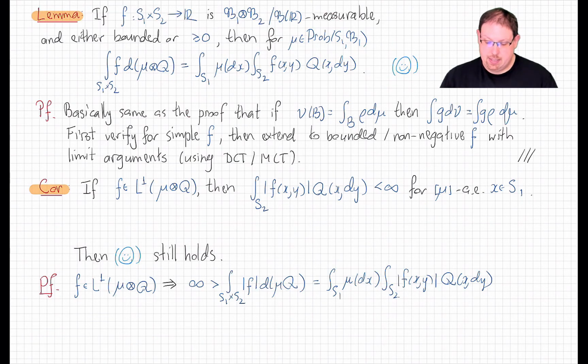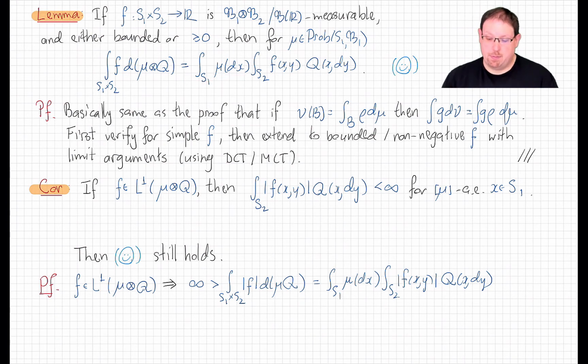If f is a measurable function on the product space that is, again, either bounded or non-negative, then integrating that function against the product of a probability measure and the probability kernel is evaluated the way you would expect. Like this, we integrate that function against the probability kernel, resulting in a new function of x, and then we integrate that function of x against the measure mu.